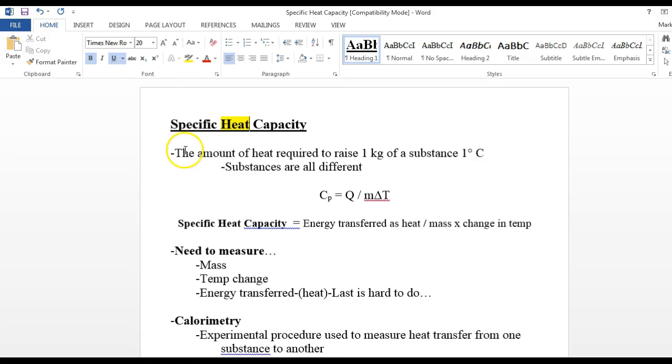We see the definition here: the amount of heat required to raise 1 kilogram of a substance 1 degree Celsius. And then substances are really all different. Some increase very quickly, some not so quickly.